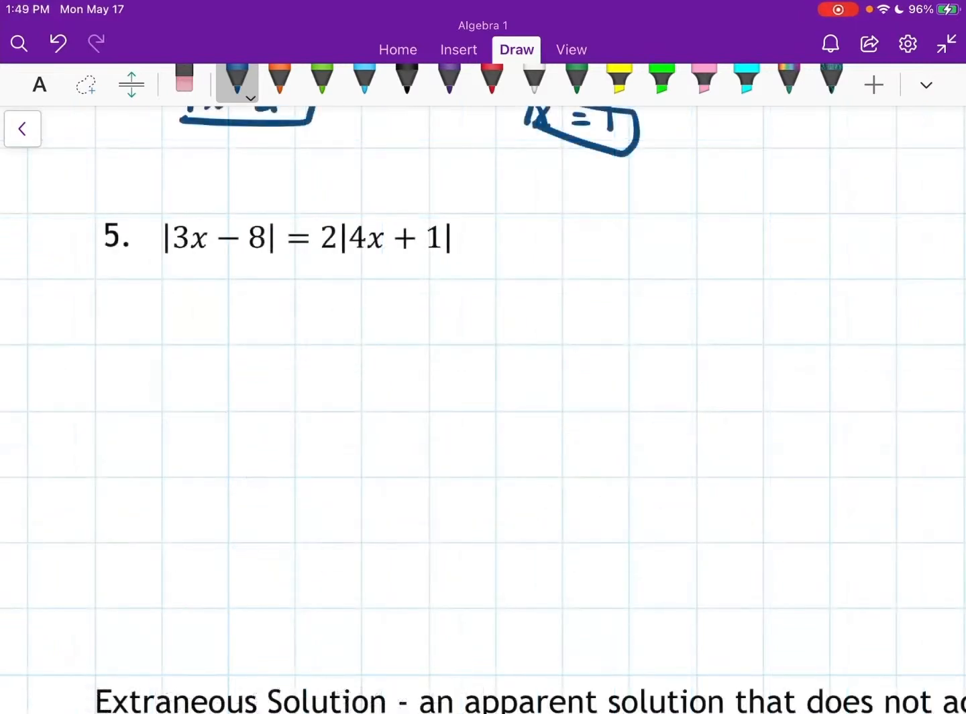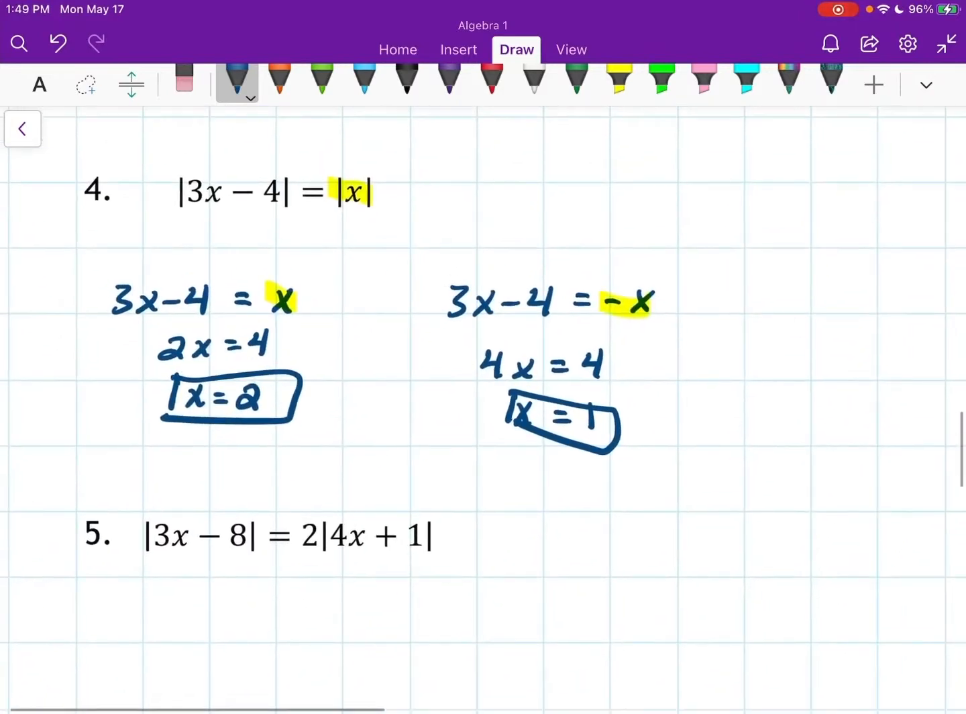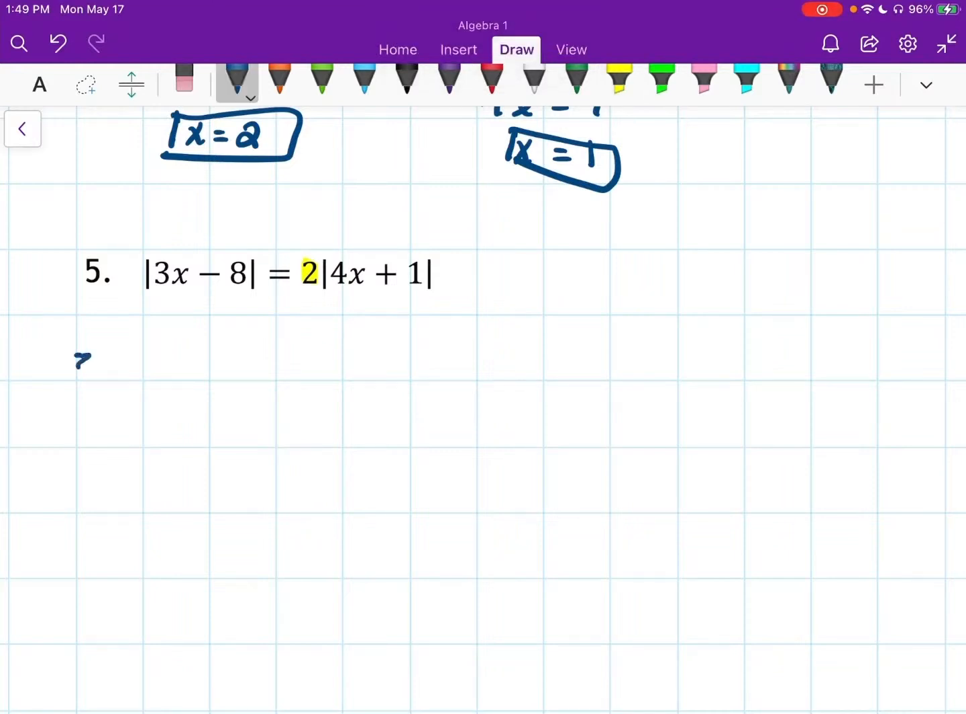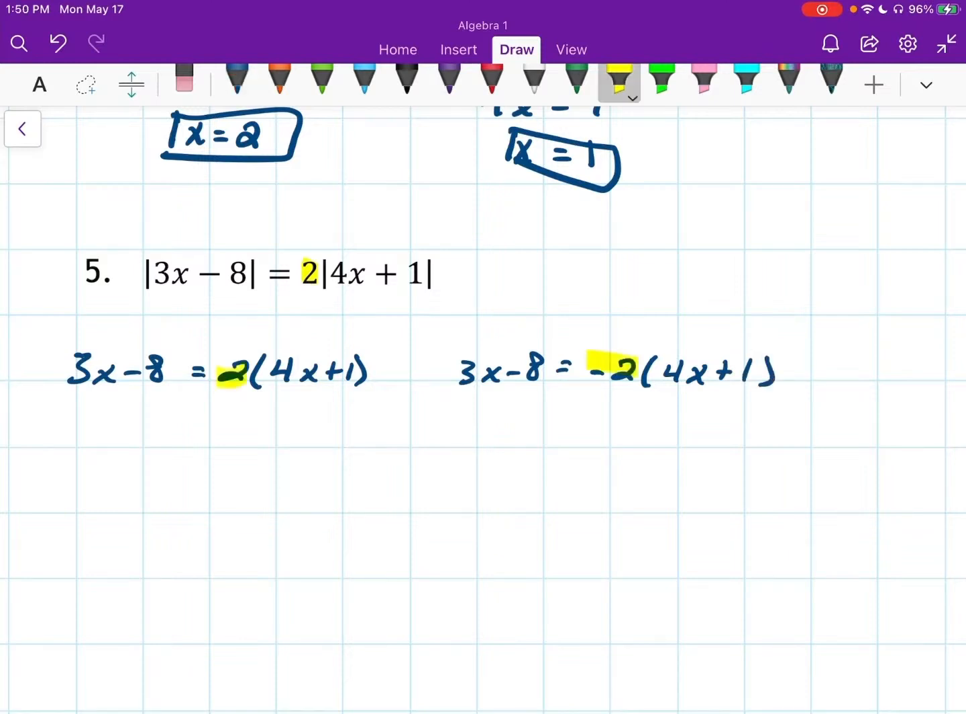All right, number 5. Just like in number 4, we're still going to be splitting it up and making a positive and a negative version of the right side, but we have this 2 sitting up front. So let's look here. We're going to have 3x minus 8 equals 2(4x plus 1). And then we're going to have 3x minus 8 equals negative 2(4x plus 1), right? We still have this positive and negative version, but there's a 2 attached to it this time. It just makes it look a little bit different.